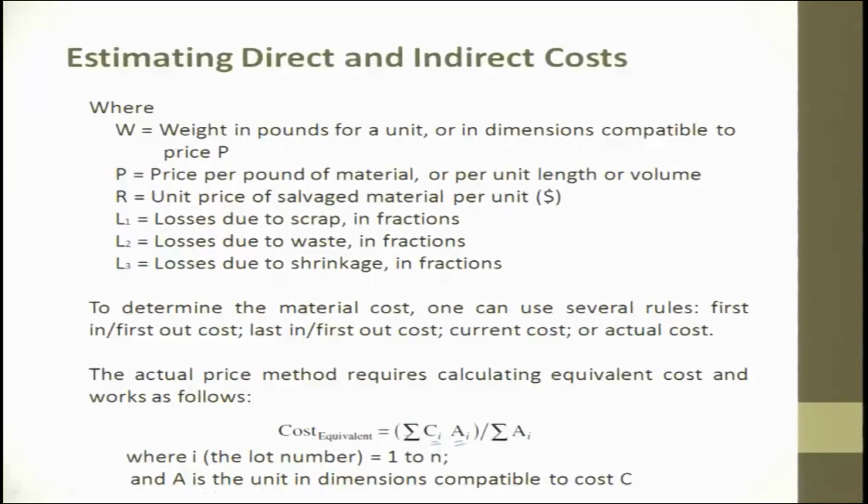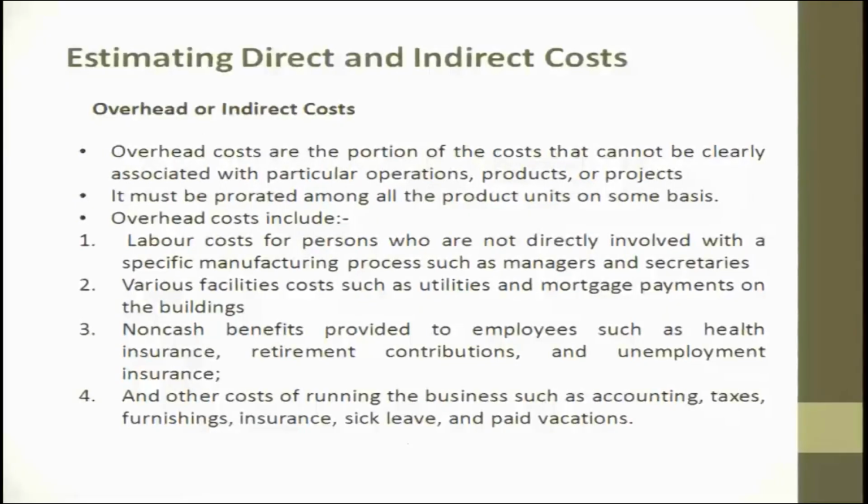What is A? A is the unit in dimensions compatible to the cost C, and i is the varying lot number. It can be 10. What is the batch size? That is called the lot number. So, we have seen direct cost. Now we will see what the indirect costs are.